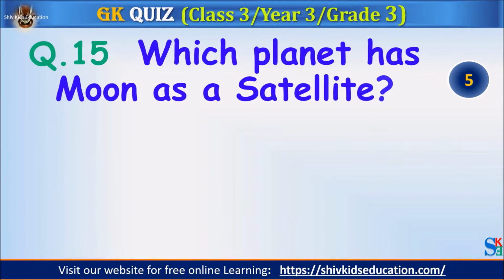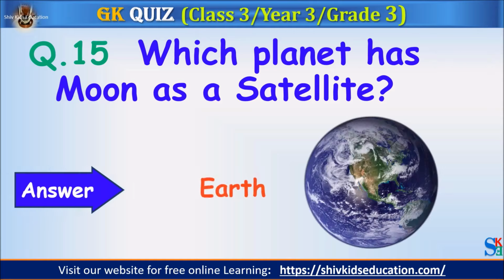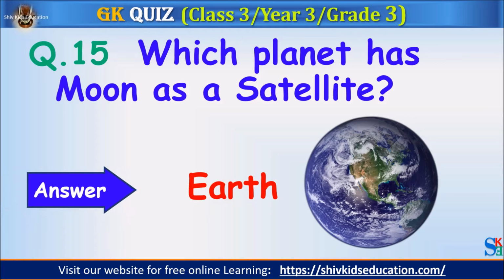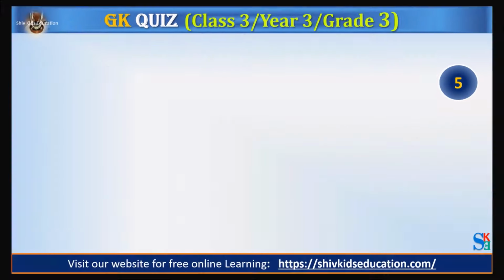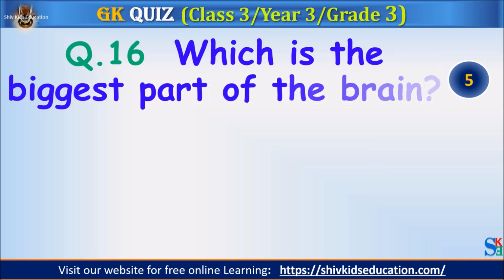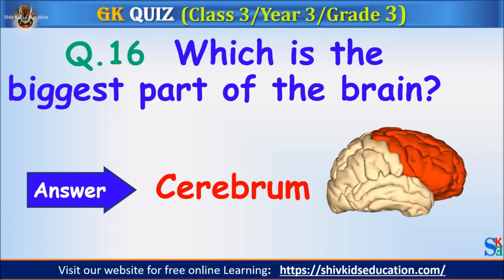15. Which planet has a moon as a satellite? Your time starts. The answer is Earth. 16. Which is the biggest part of the brain? Your time starts. The answer is the cerebrum.